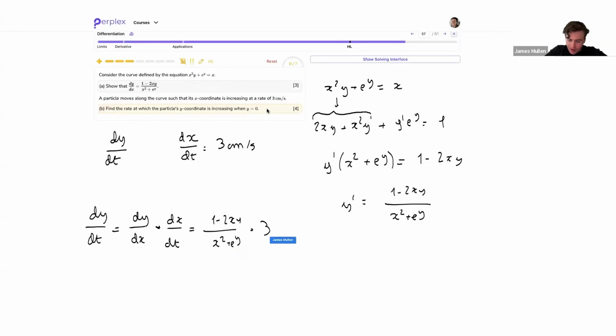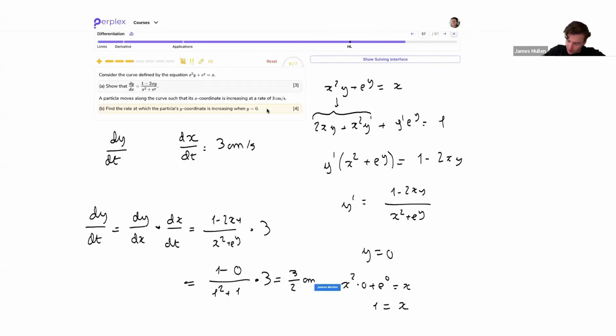That's just 3. And if I have y is equal to 0, in the original curve, that means that x squared times 0 plus e to the 0 is equal to x, which means that 1 is equal to x, because e to the 0 is 1. So x is equal to 1 and y is equal to 0. I can plug those in. I have 1 minus 2 times 1 times 0 is 0, divided by 1 squared plus e to the 0, which is 1, and that is times 3. So that all simplifies to 3 over 2 centimeters per second.